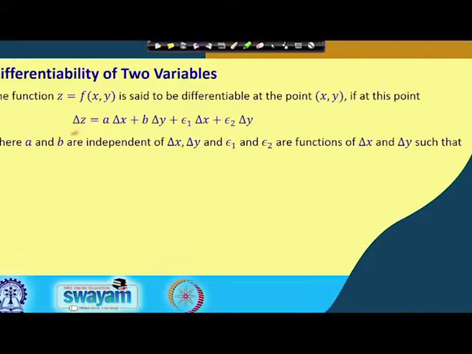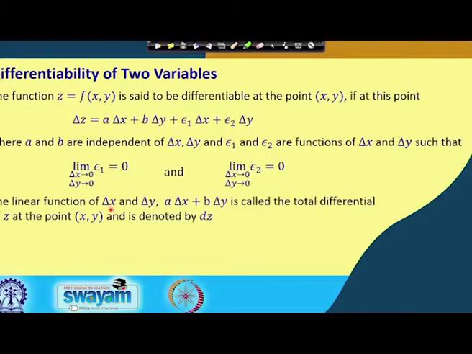Again, a and b are independent of Δx and Δy, and ε1 and ε2 are functions of Δx and Δy, such that ε1 is equal to 0 when we take the limit as Δx goes to 0 and Δy goes to 0. Also, ε2, when we take the limit as Δx and Δy both go to 0, must be 0.